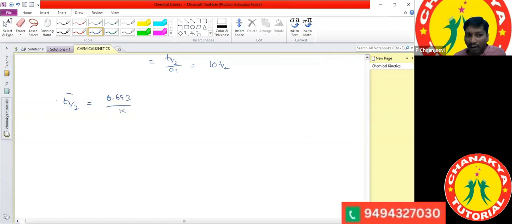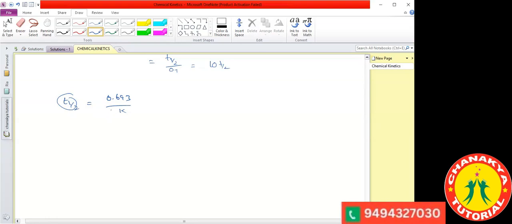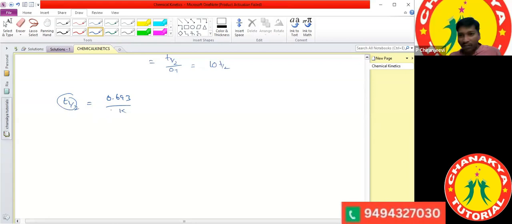That means, is the half-life period dependent upon the initial concentration or not? Is T half dependent upon the concentration of the reactant or independent of it? Independent. It is independent of the molar concentration of the reactant. So we can easily simplify that one.